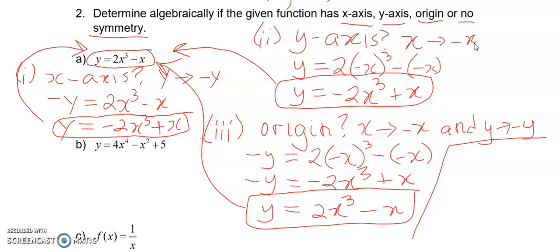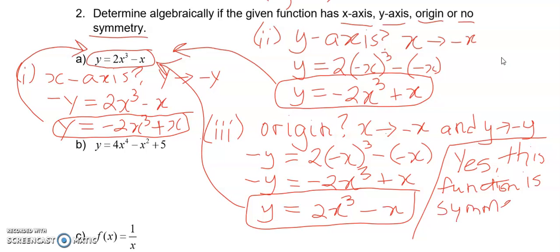So our conclusion would be yes, this function is symmetric with respect to the origin. Okay? And basically that's what you do for all of these examples.